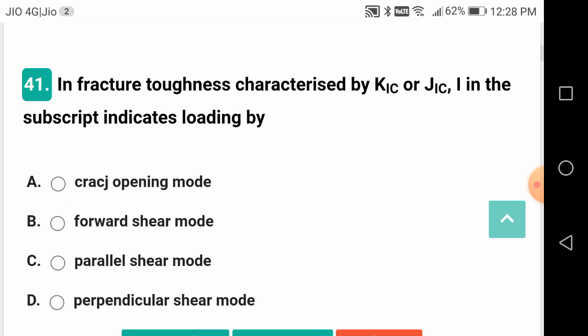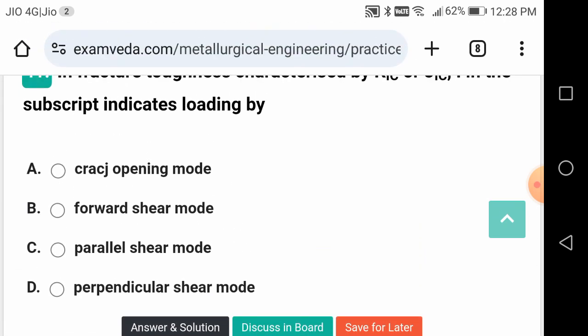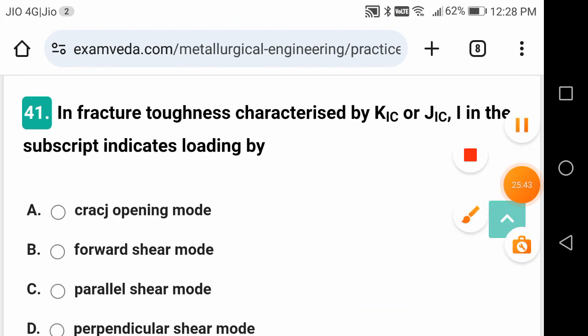Right. In fracture toughness, characterized by K1C and J1C, the I in the subscript denotes loading by crack opening mode.